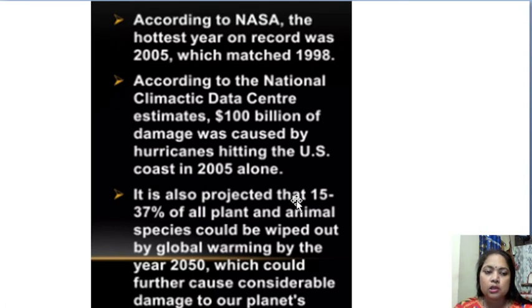Because you know, in our planet, for the survival and ecosystem balance, the composition of plants, animals, and abiotic components, everyone should be in a balanced condition so that the ecosystem will be a healthy one. So when a maximum percentage of plants and animals faces the possibility of extinction, then it is not a good sign for the ecosystem, isn't it?